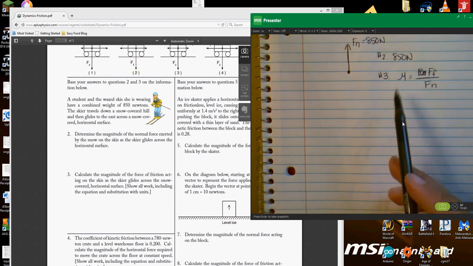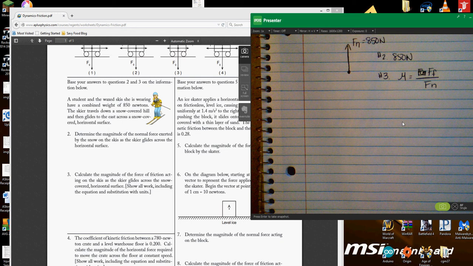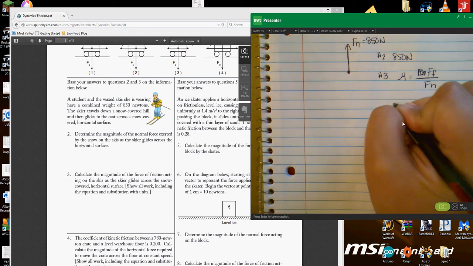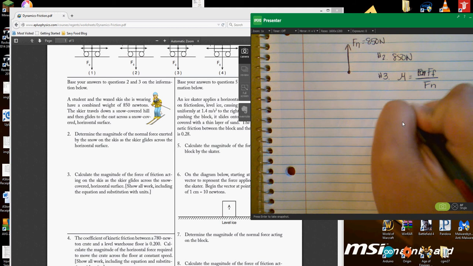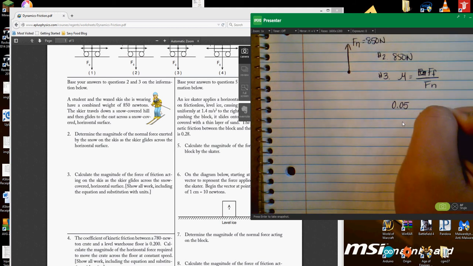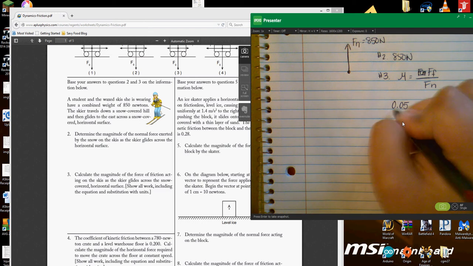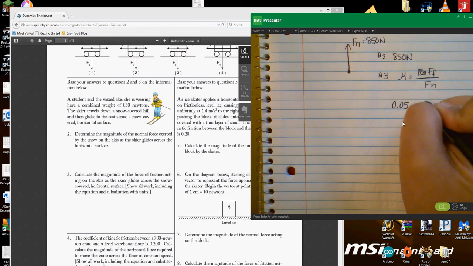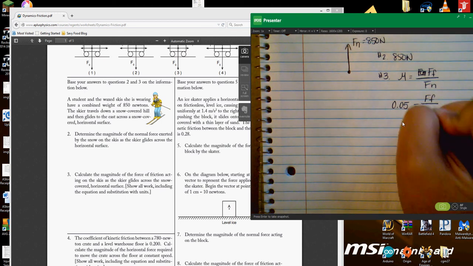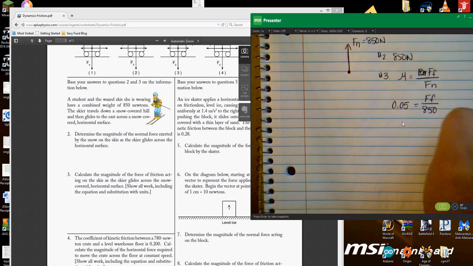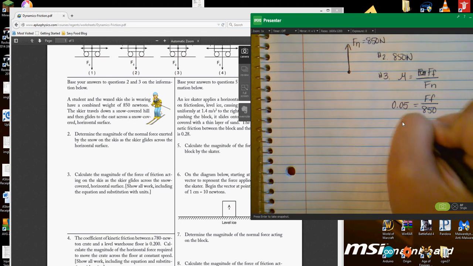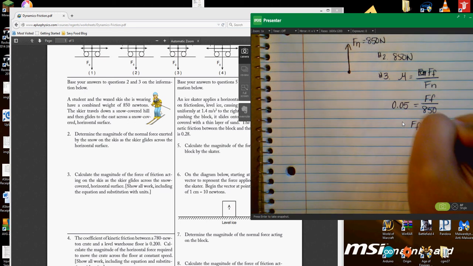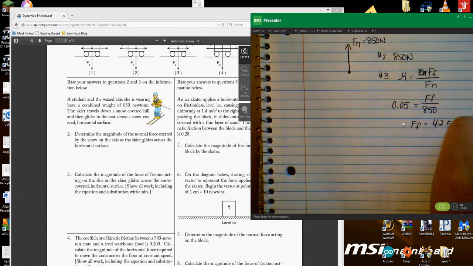In this case, because it was snow covered, you're really using a very small number, and in this case it happens to be 0.05. If you use something that was less than 1, it should still be okay as well, but it's just a number, 0.05. Force of friction is what we're looking for, divided by the normal, which is 850. And so that should give you a frictional force of 42.5 newtons.